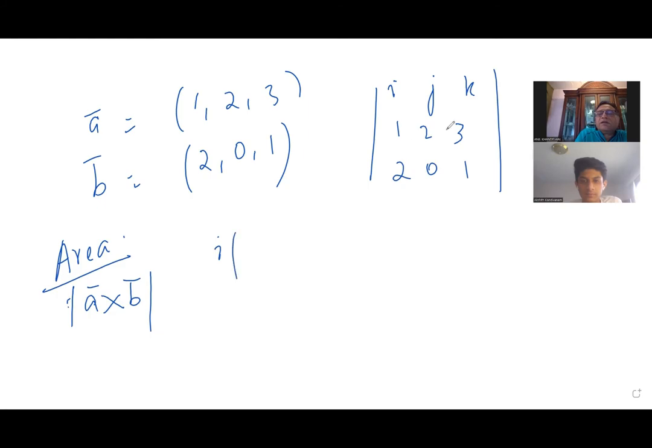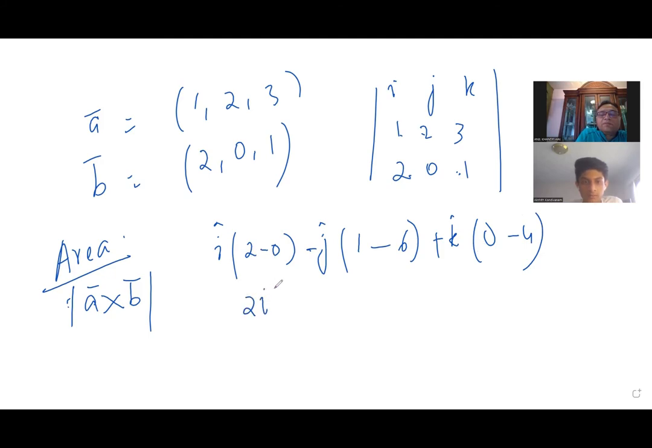Say i times (2 times 1 minus 0), minus j times (1 times 1 minus 6), plus k times (1 times 0 minus 2 times 2). And these are unit vectors, correct. So which is 2i, and this is minus 5j, and this is minus 4k. And we have to find the magnitude, the area.